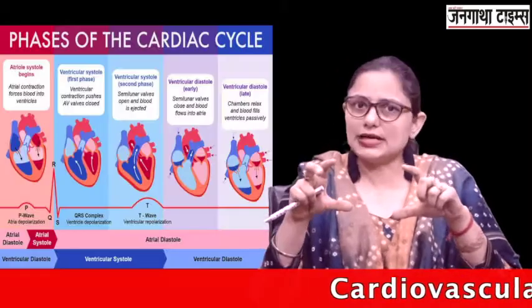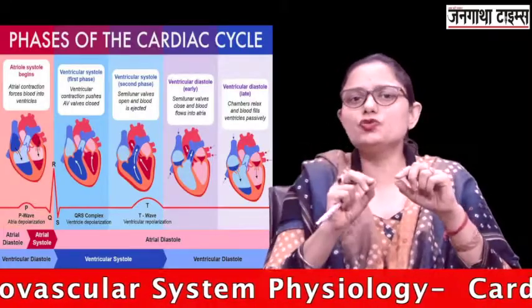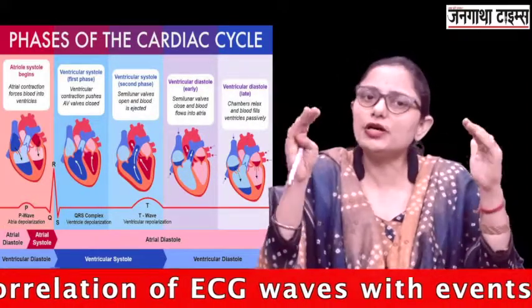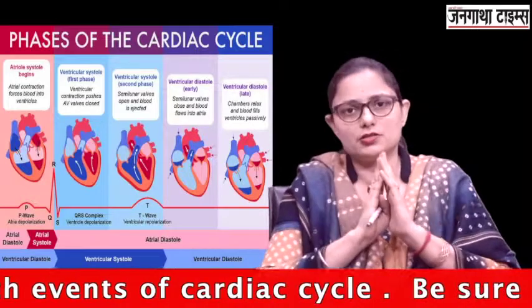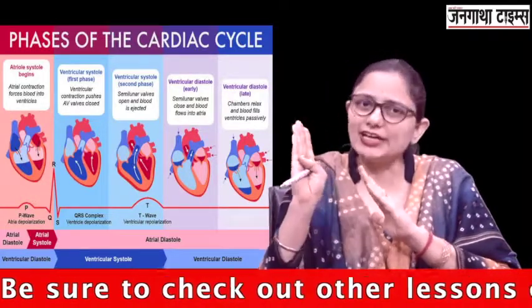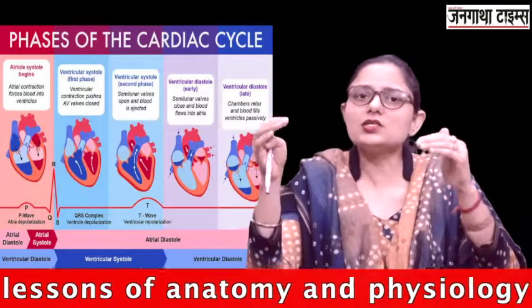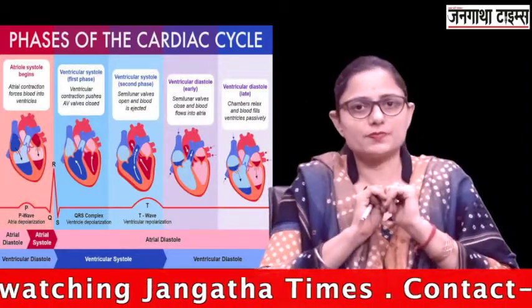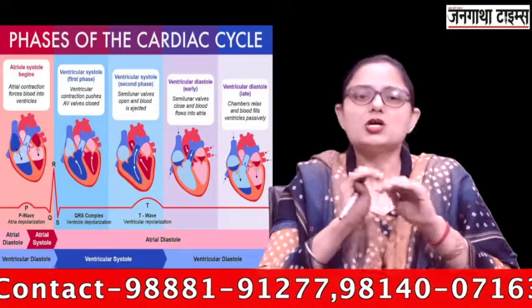Now ventricular diastole has again two phases. During the early ventricular diastole, the atria are being filled with the blood. But during late ventricular diastole, there is passive movement of blood from the atria to the ventricles. So this is all about the cardiac cycle and the various changes which are recorded in the ECG during different events of the cardiac cycle.